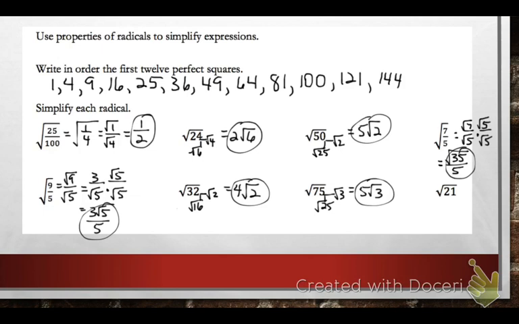Sometimes our problems are actually simplified at the beginning. So the square root of 21, I can't break it down any further because its factors are 7 and 3, and neither of those are perfect squares.